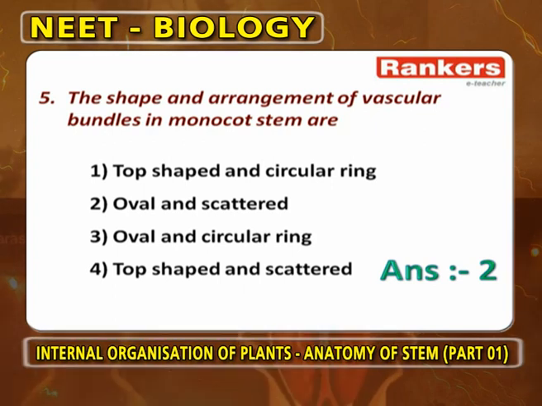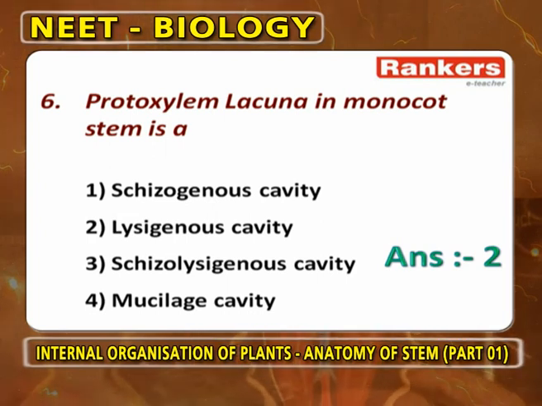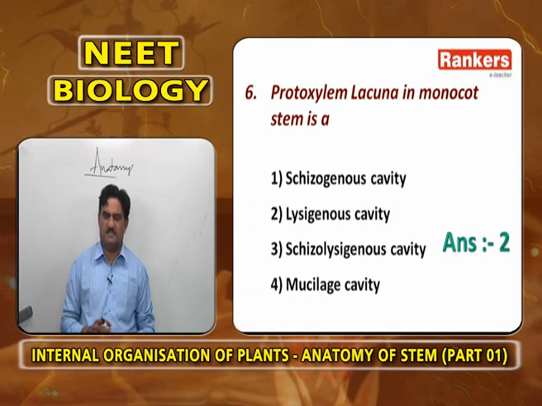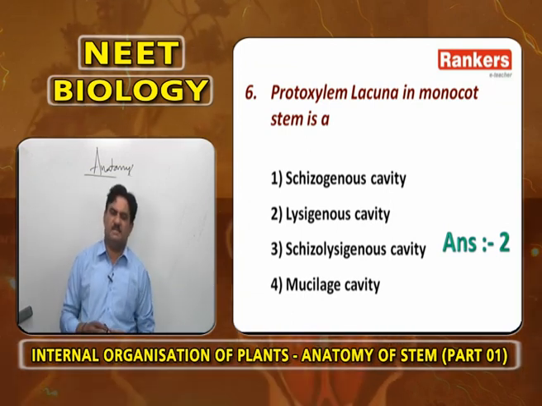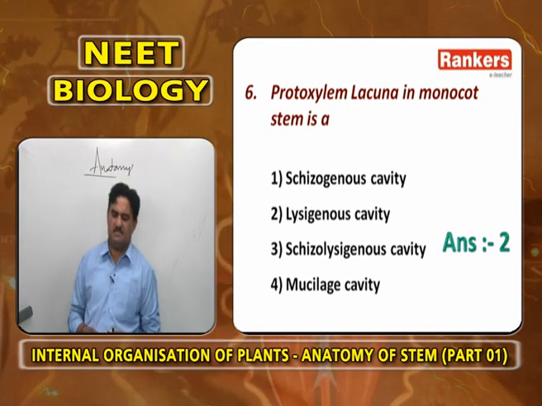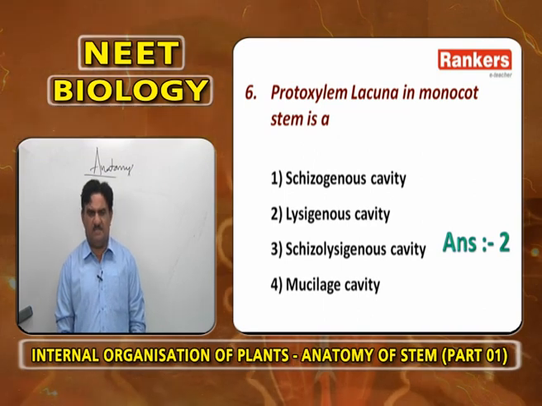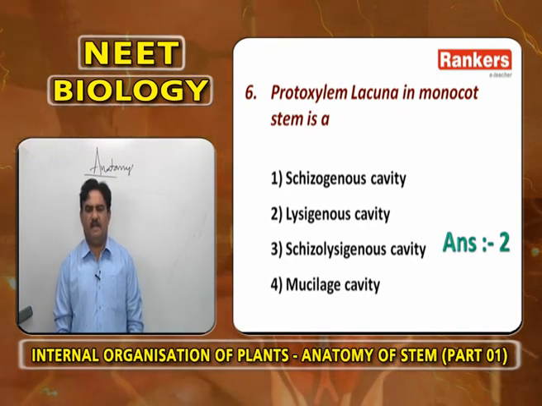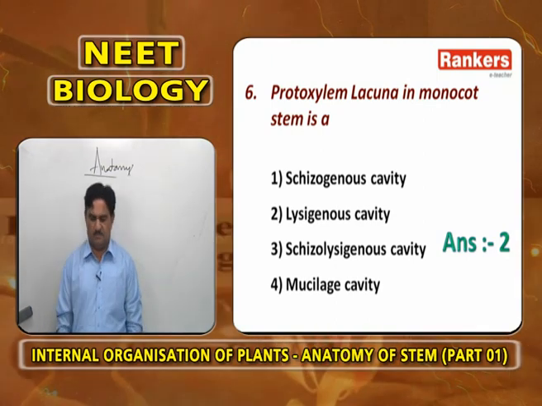Second option. Protoxylem lacuna in a monocot stem is formed by the disintegration of cells, not by the expansion of intercellular spaces. So the protoxylem lacuna, or lysigenous cavity, in a monocot stem is present just below the protoxylem vessels and is formed by the disintegration of cells. Hence, it is not a schizogenous cavity, not a schizolysigenous cavity, not a mucilaginous cavity; it is basically a lysigenous cavity formed by the breakdown of cells. So, the answer is 2.